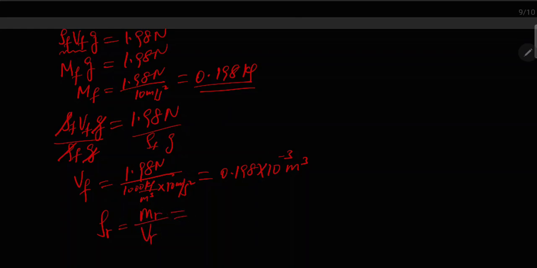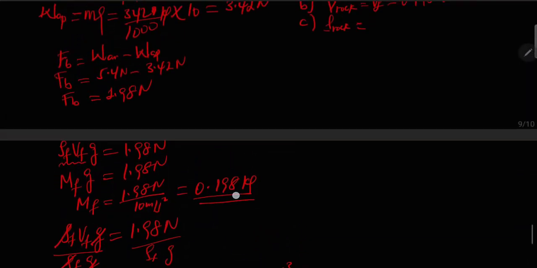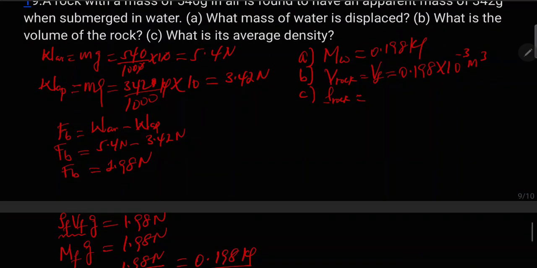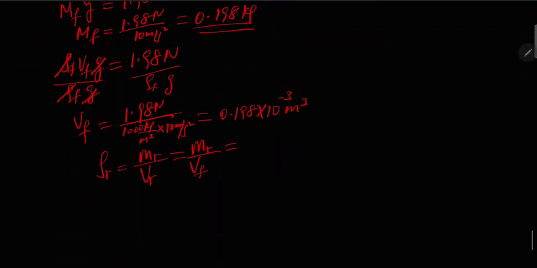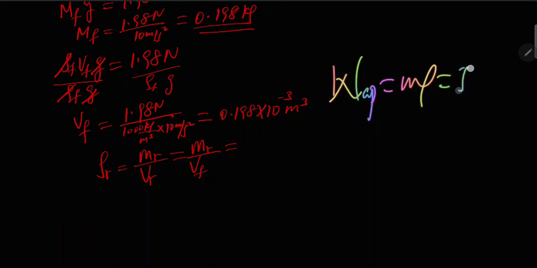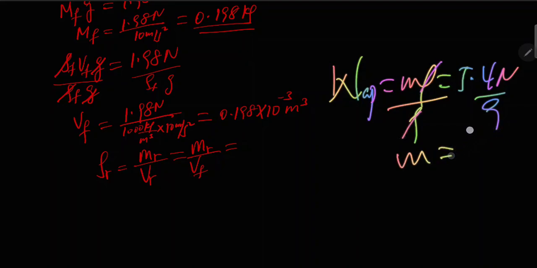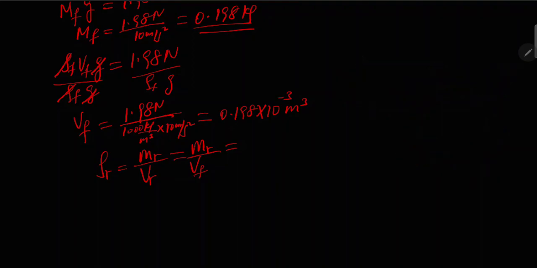Or mass of the rock over volume of the fluid እንደማለት ነው። ተመሳሳይ ነው። Mass of the rock ስንት ነው? Weight of the object in air divided by g ማለት ነው። Apparent weight 5.4 ኒውተን። Apparent ስንት ነው? mg ማለት ነው አይደል? 5.4 ኒውተን ባይ ጂ ብናደርግ ጂ ባይ ጂ ማስ ምንድን ነው የሚሆነው? 5.4 over 10 ማለት ነው። ጂያችን 10 ነው። 5.4 over 10 ስንት መጣል?